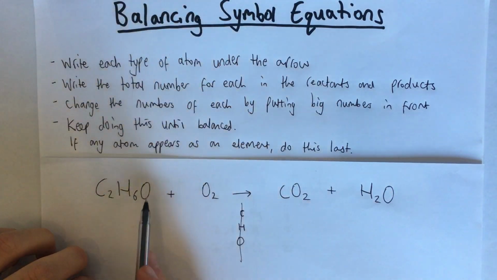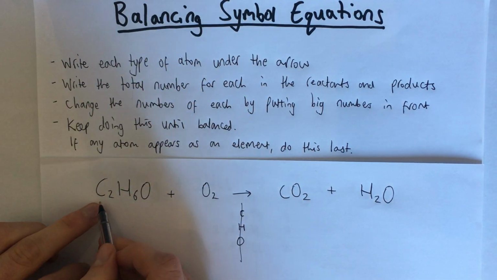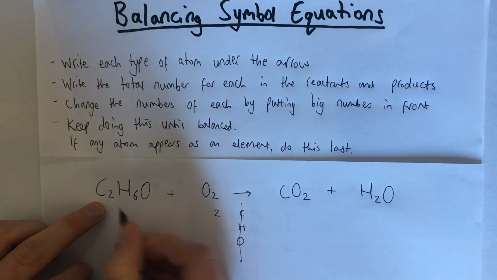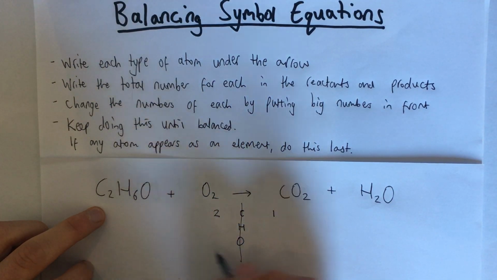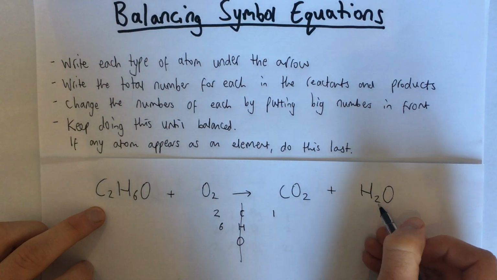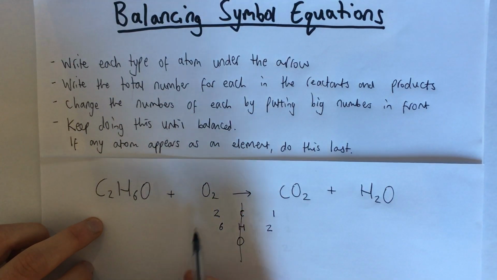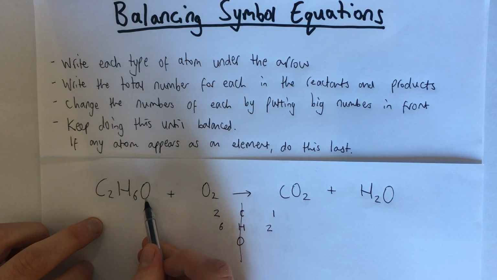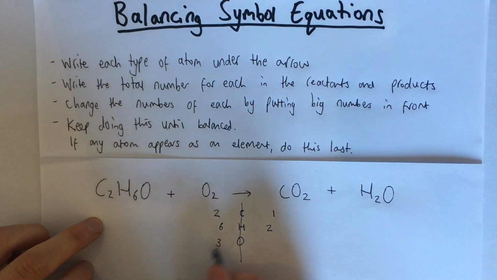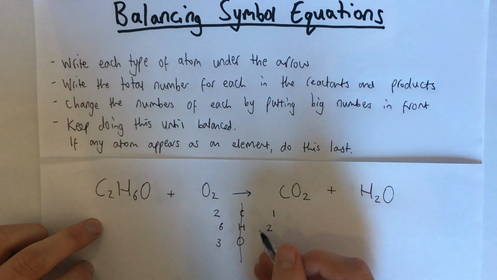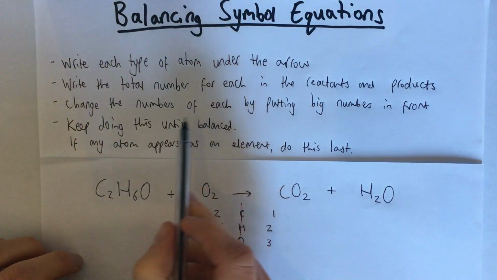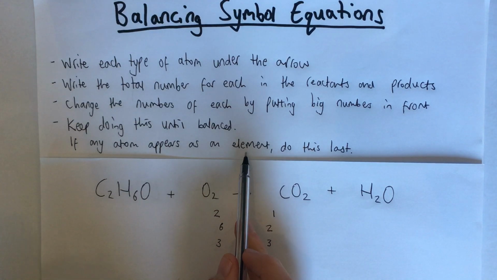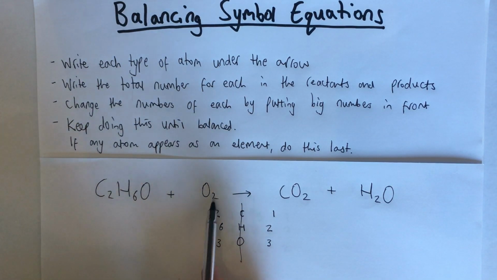I'm going to write the total number for each in the reactants and products. So starting with carbon, I've got 2 carbon atoms in the reactants and 1 in the products. I've got 6 hydrogen atoms in the reactants and 2 in the products. And oxygen, just watch out because it appears twice here. Got 1, 2, 3 in total in the reactants and 1, 2, 3 in total in the products. Okay, now I'm going to change the numbers and I'm going to finish with one that appears by itself as an element. Oxygen in this reaction appears by itself as an element, so I'm going to do that one last.